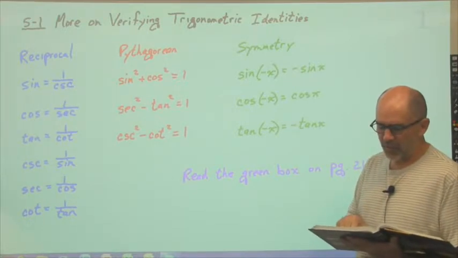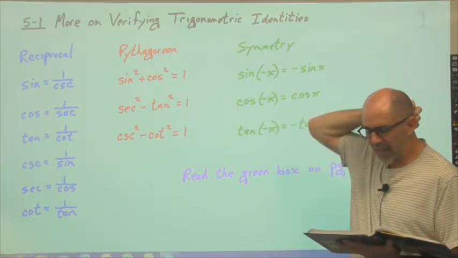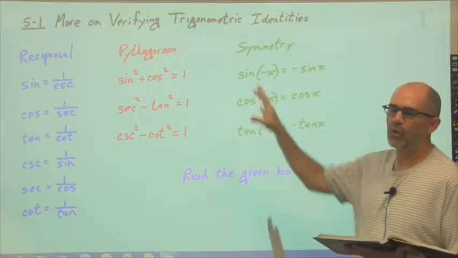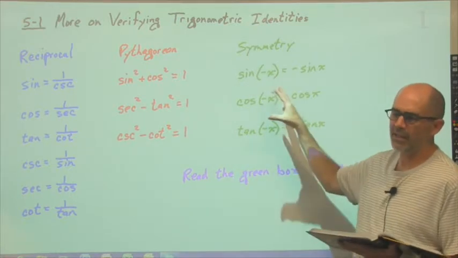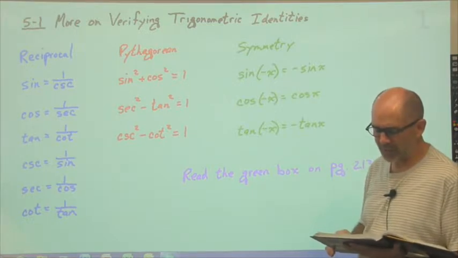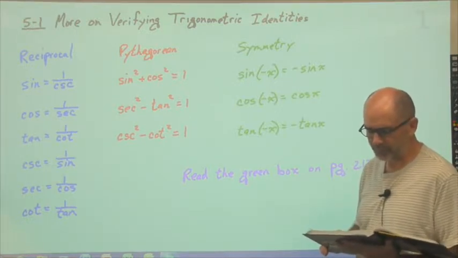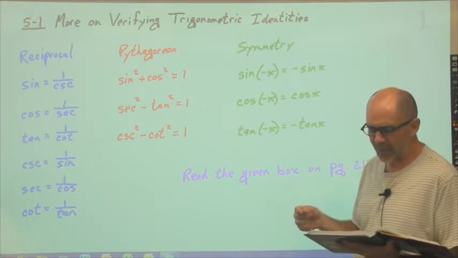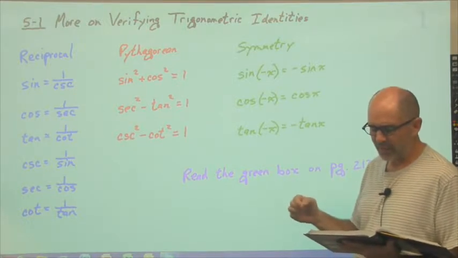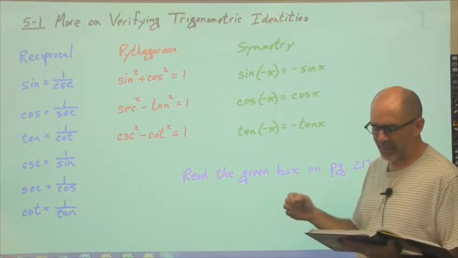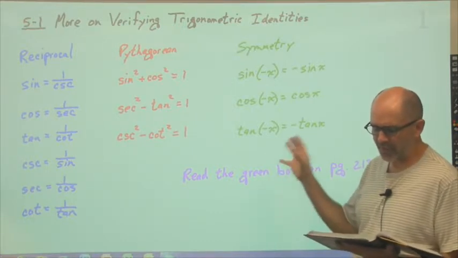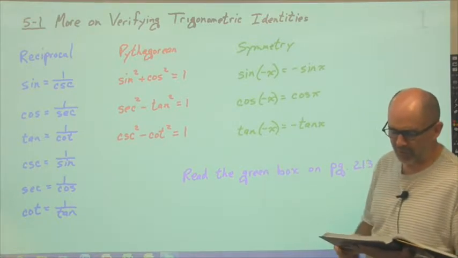Then number 2, work on the more complex side. So you're allowed to work on both sides and make them the same, or you could work on the complex side and make it equal to the simpler side. Number 3, if an expression contains more than one term, you can use algebraic principles such as a over b plus c over d equals (ad plus bc) over bd. So basically you can get common denominators and add fractions.